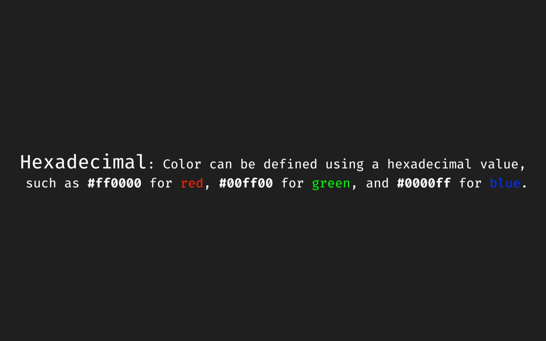We have the hexadecimal, and these are defined using a hexadecimal value. Normally they begin with this hash. Then you have 6 digits, and usually includes a letter to give more information. So you have FF0000 for red, and then you have green and blue.